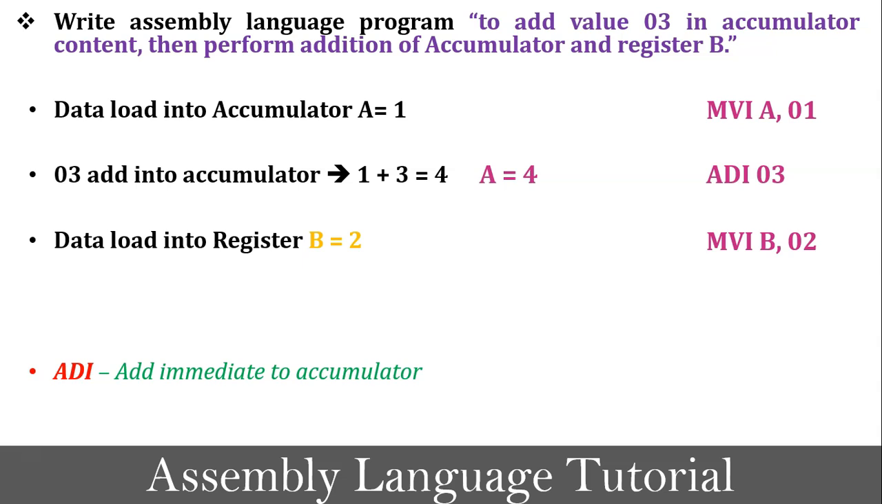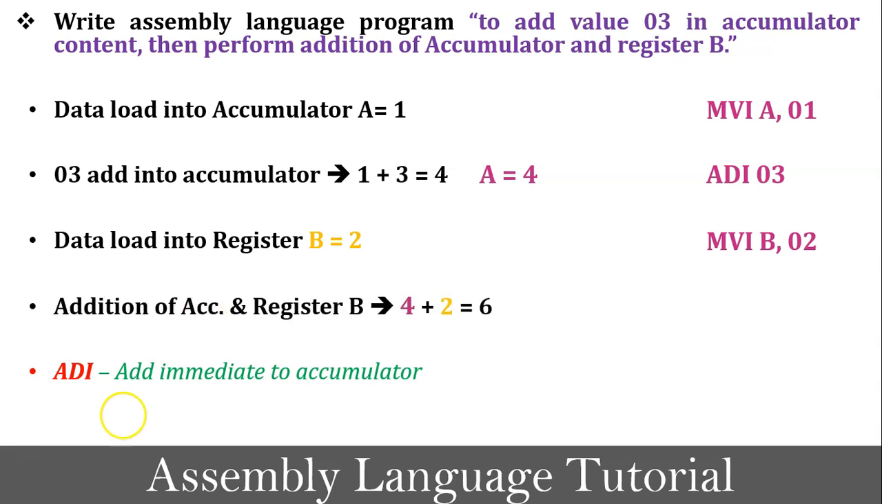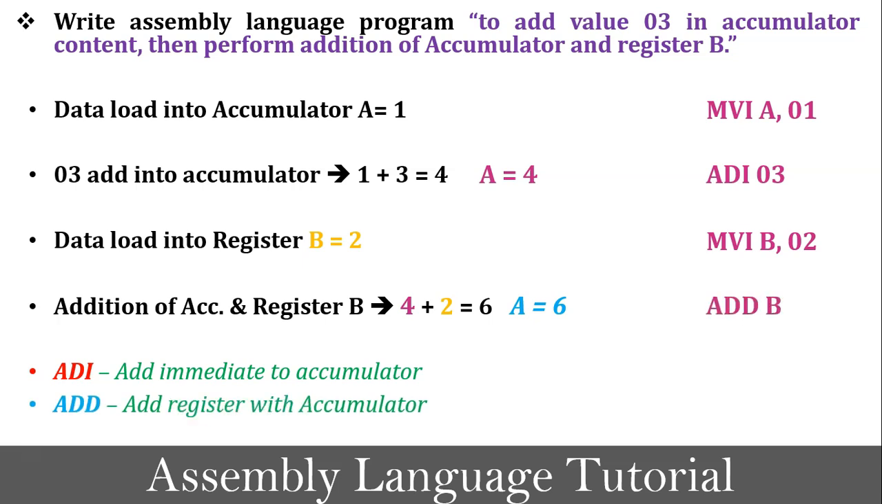Now as per our definition, I have to perform the second task: perform addition of the accumulator content and register B content. The addition of the accumulator content and register B content is 4 plus 2, which is equal to 6. After performing the addition, the resultant value is 6, which is stored into the accumulator. So now the content of the accumulator is A equal to 6. The instruction for this statement is ADD B. As per our definition, our program is complete.